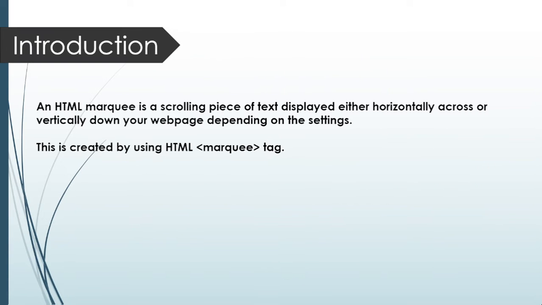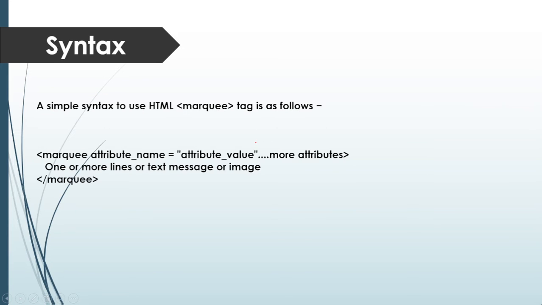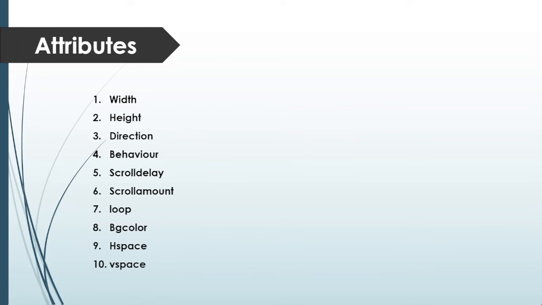So let's move to the introduction part. As we have discussed in the previous lecture, the HTML Marquee tag is just used to scroll a piece of text. If I want to scroll some important information or any image on my web page, I always use the Marquee tag. This is how we write the Marquee tag in Notepad or Notepad++. This is the basic syntax of the Marquee tag, and here we have the attributes.